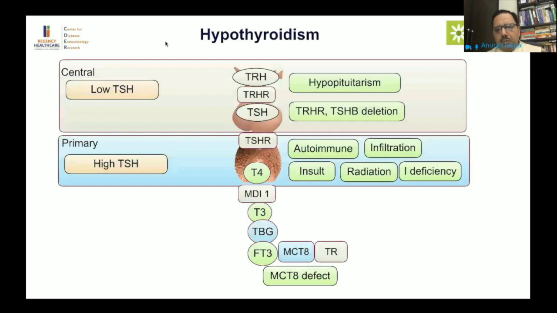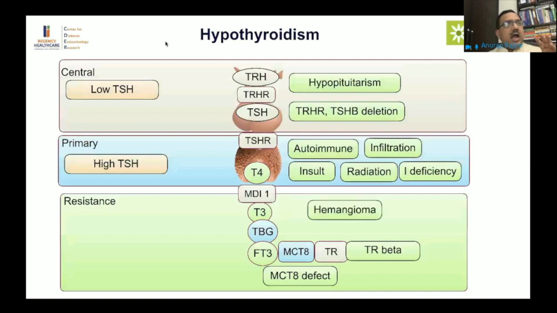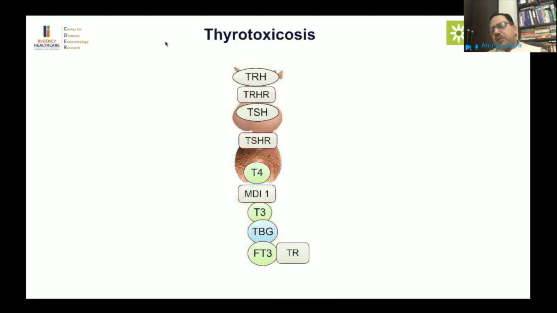We can also have problems in transport or resistance because of thyroid receptor resistance, a very, very rare problem. And we can also have a large hemangioma which consumes all the thyroid hormone, which is known as the consumptive form of hypothyroidism. So from a clinical perspective, we are mainly talking about primary hypothyroidism, and always keep your eyes and ears open about central hypothyroidism as well.